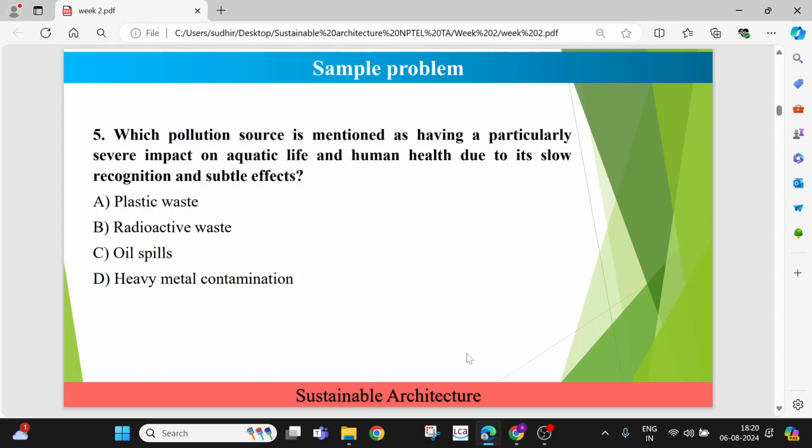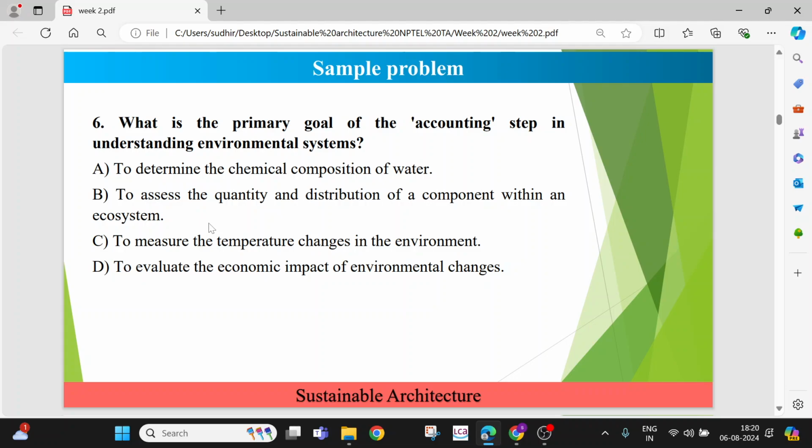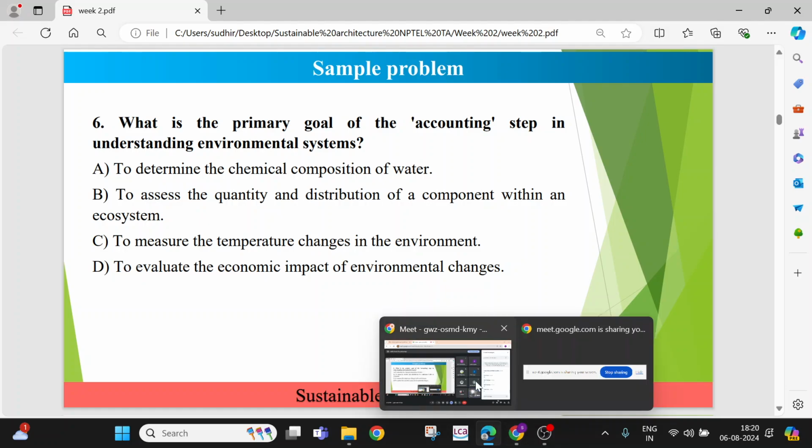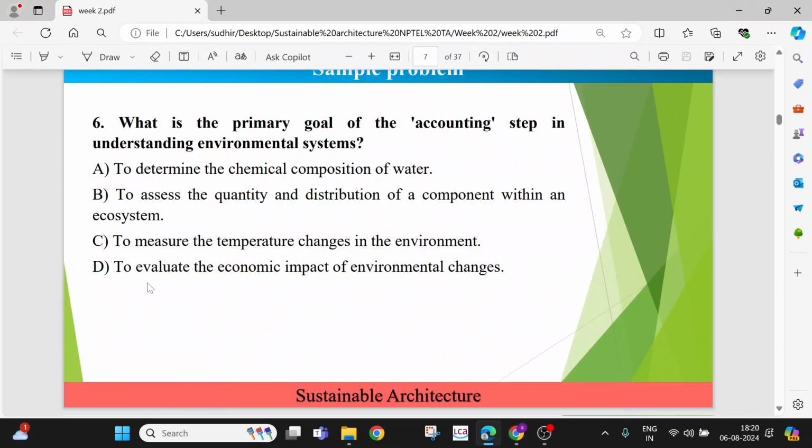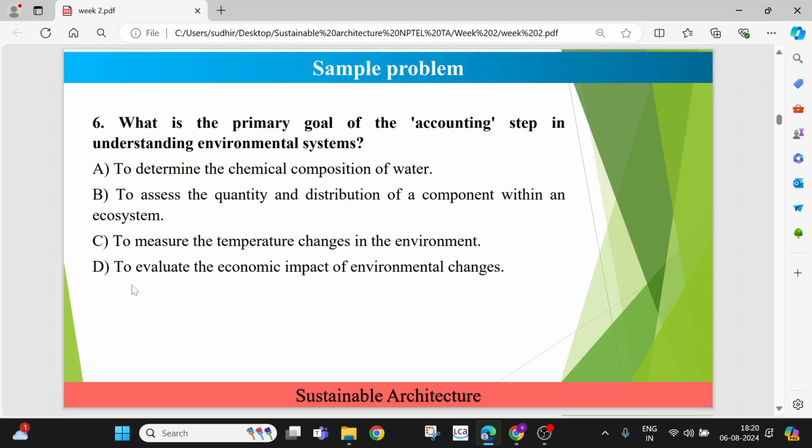So here is question number 6. What is the primary goal of the accounting step, as three steps were mentioned in the management? So what is the primary goal of the accounting step in understanding the environmental system? Let me see, I see B. So try to read each and every option carefully and choose the most suitable option for this question.